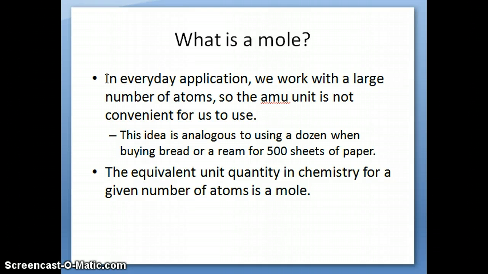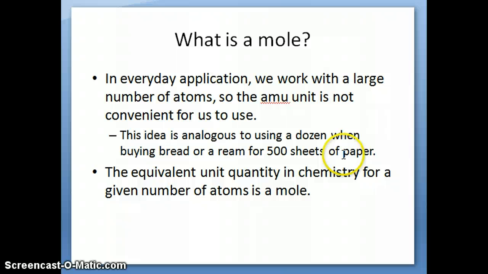The way you should think about it is as in everyday application: when we work with a large number of quantities, in this case atoms, the unit that we use to count each atom is really not convenient to use. So to use the AMU, or the atomic mass unit, is not convenient. This is analogous to when you're buying bread, for example. If you want to count each of the bread, usually the bakers don't really like for you to buy just one or two bread, but they prefer to count in terms of dozen, which is of course equivalent to 12 pieces of bread.